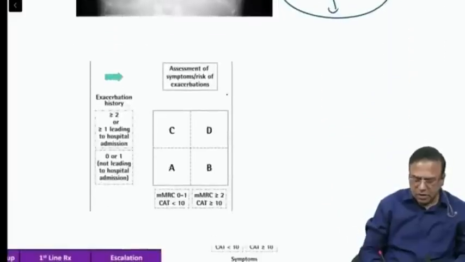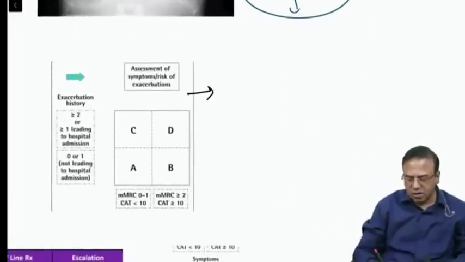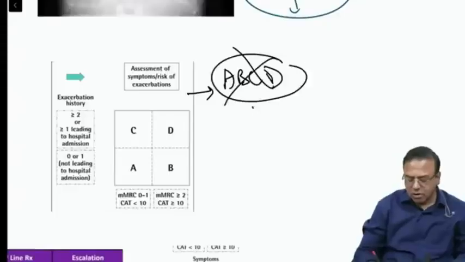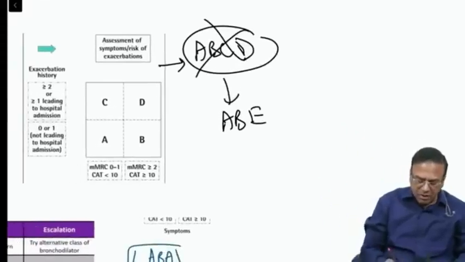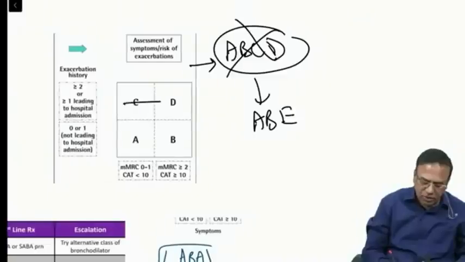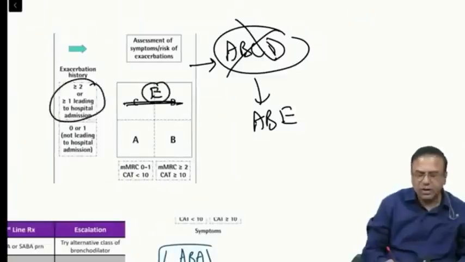In this patient, the earlier classification used to be ABCD. The new classification has scrapped the ABCD. This ABCD thing is gone now. Now we're talking about ABE system. What is this ABE? The same thing. They merged C and D into E. And they're telling the moment exacerbation occurs, you should call it E.